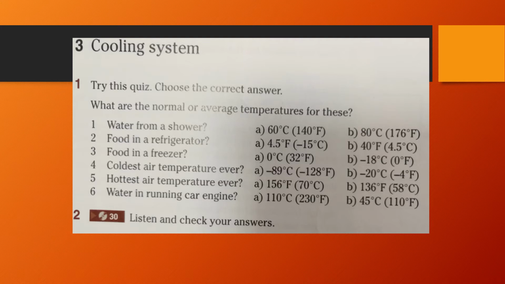Okay, so now let's check the answer for number 1. It should be A. Very good. Now let's check number 2.